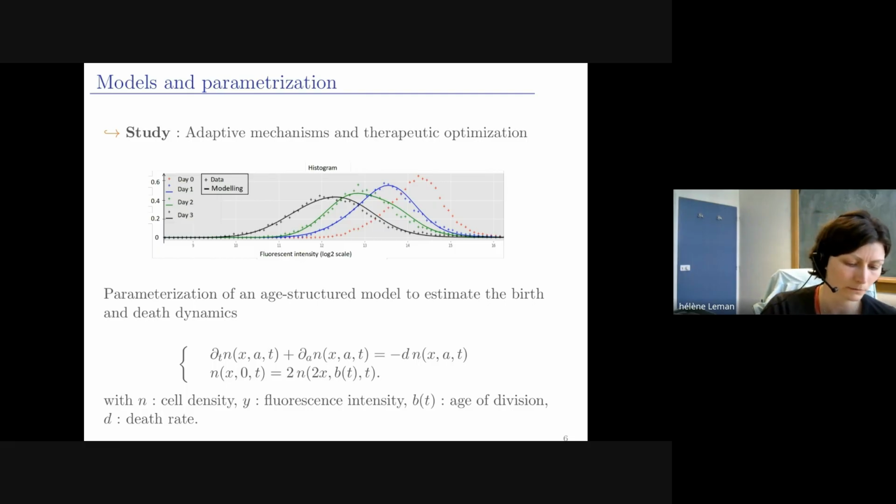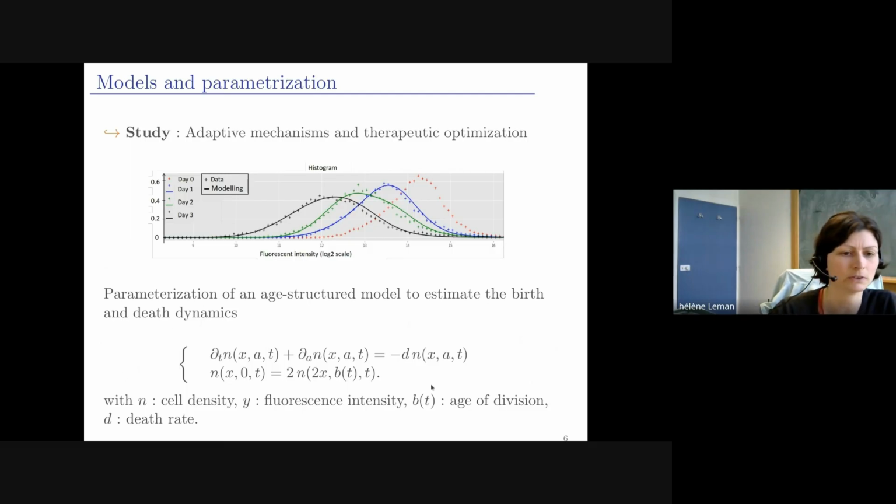We designed a model which is an age-structured model. And with the data, we found that the best fit seems to be this one, given by this partial differential equation given here. What you can see in particular is that we have two more important parameters, which are D, the death rate, and B, which represents the age at division.